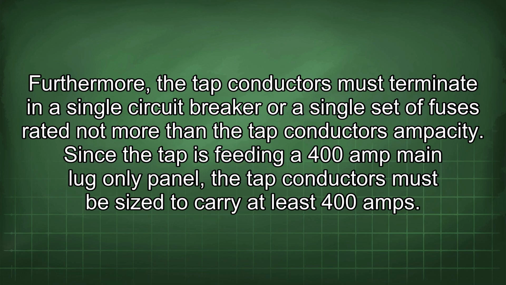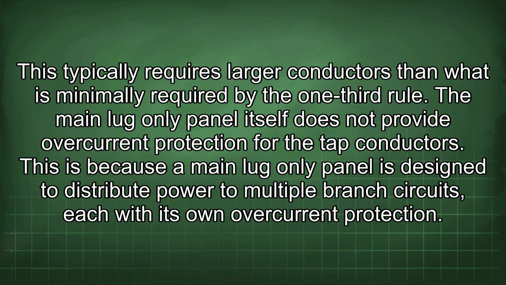Furthermore, the tap conductors must terminate in a single circuit breaker or a single set of fuses rated not more than the tap conductor's ampacity. Since the tap is feeding a 400 amp main lug only panel, the tap conductors must be sized to carry at least 400 amps. This typically requires larger conductors than what is minimally required by the 1/3 rule. The main lug only panel itself does not provide overcurrent protection for the tap conductors.